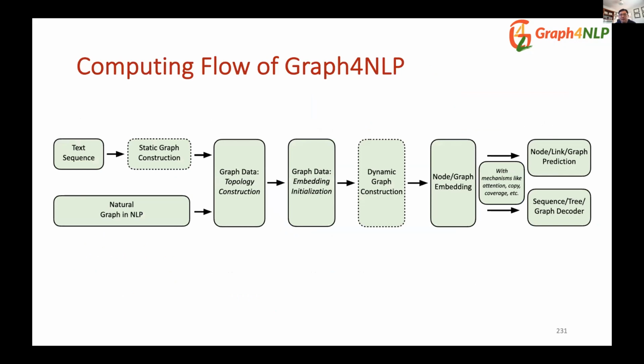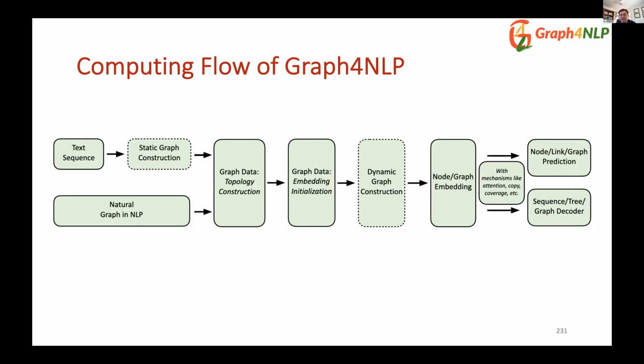There are 2 possible scenarios. The first scenario is that you have a text sequence. You can construct a static graph construction. The low-level API is already provided there. So you can use it like a graph data topology construction, and then you can define the data embedding to initialize the embedding. And then you can optionally choose a dynamic graph construction. If you don't choose the static graph construction, of course you need to choose a dynamic graph construction. Otherwise, that is optional.